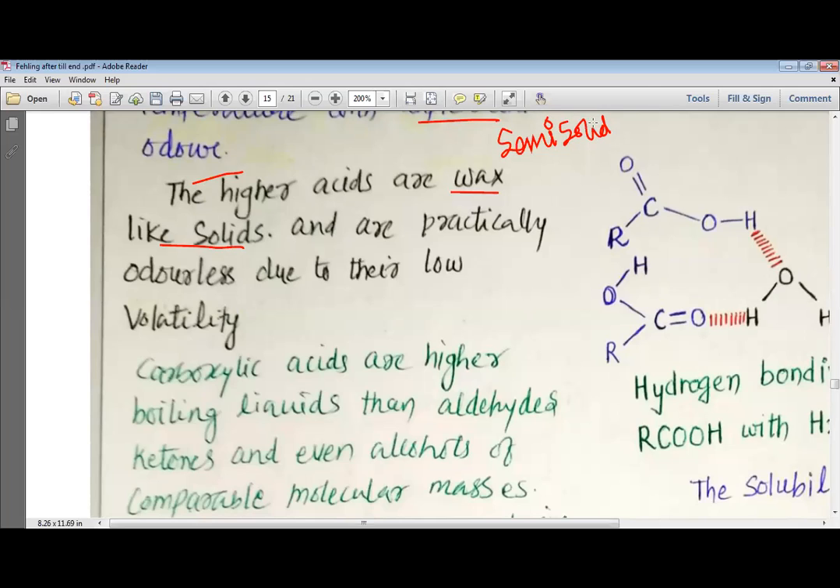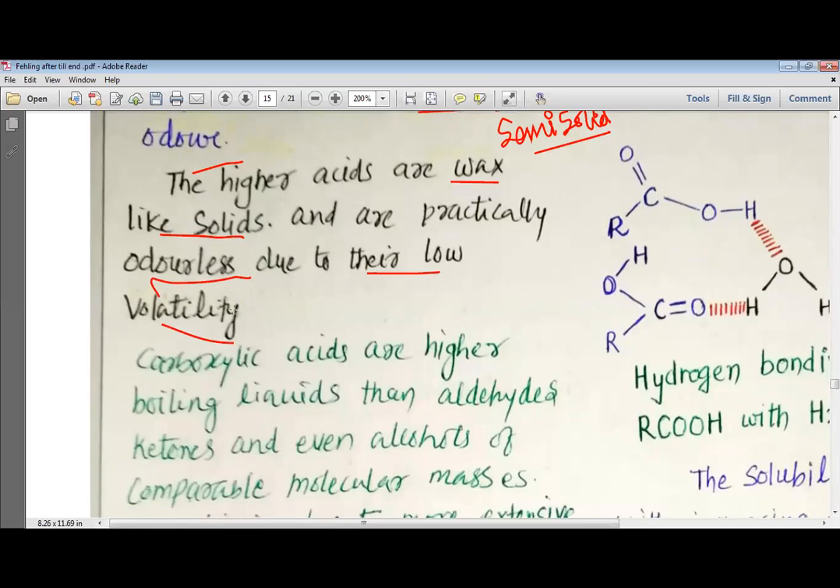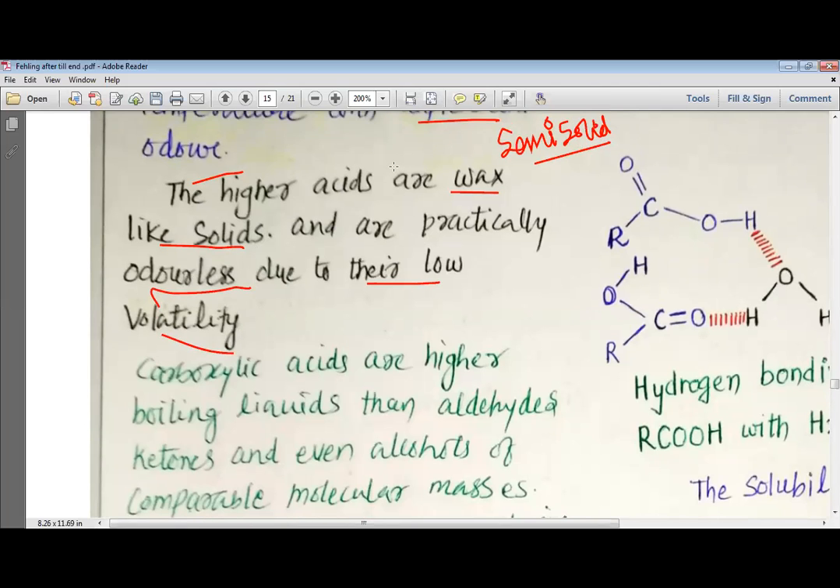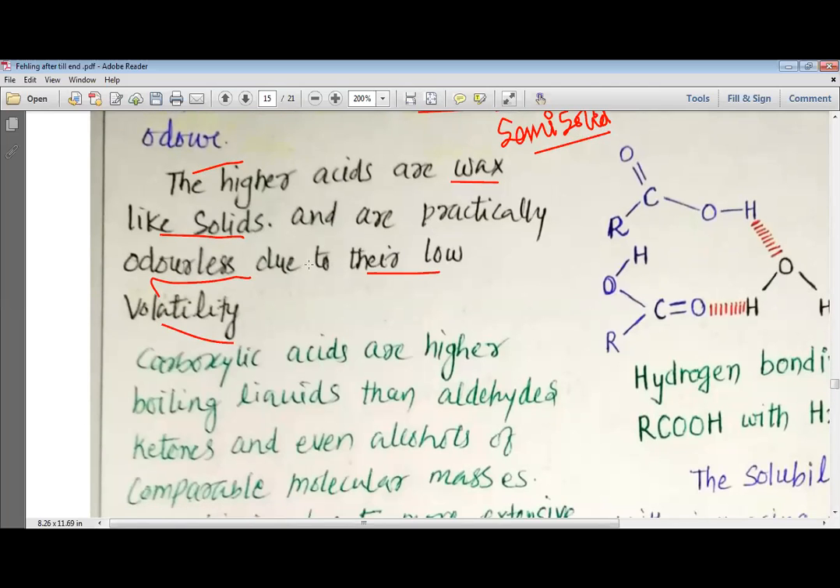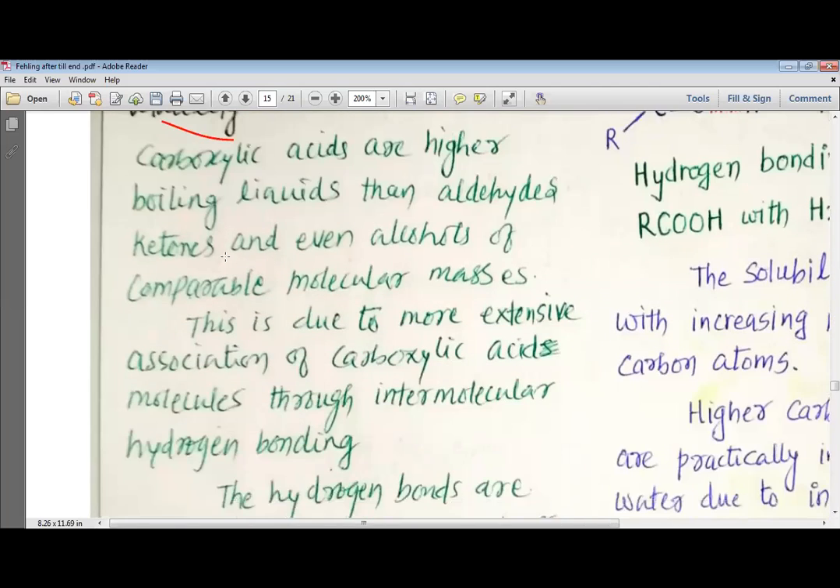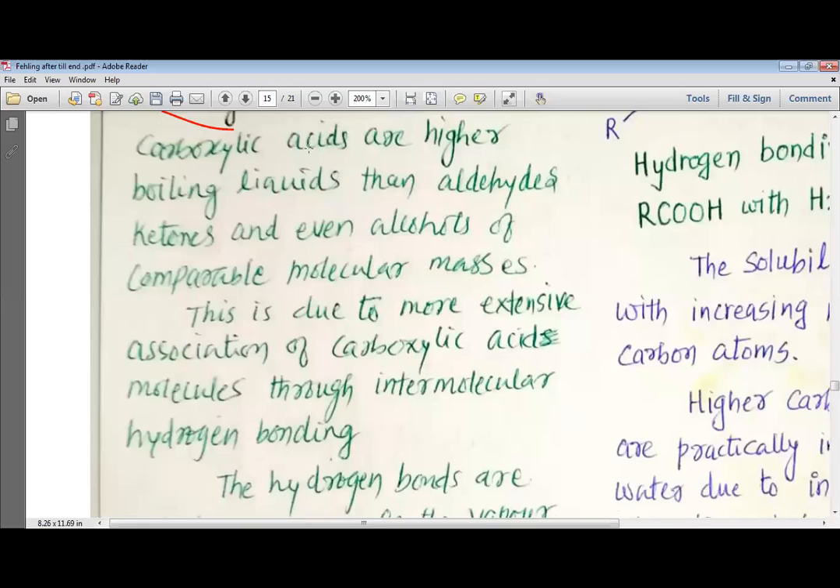They are not perfectly solids, but they are semi-solids or wax-like structures and are practically odorless. They do not have any odor due to their low volatility. They cannot be easily converted into vapor, so they do not form a smell anymore because of the low volatility.